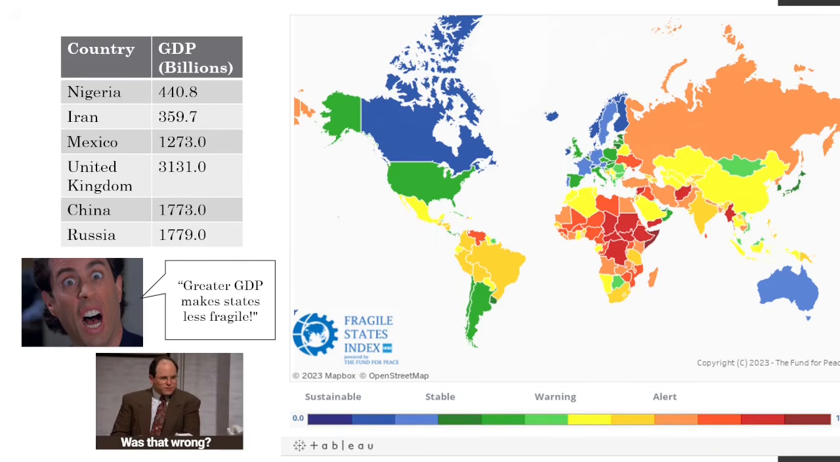Because a lower score, that's something you have to know, a lower score on this Failed States Index indicates that they're less likely to be a failed state. They're less fragile, essentially. So that's a correlation we can draw, but we can't conclude that if we have more GDP, we're going to lower our Fragile States Index. No, there's so much more that goes into that.